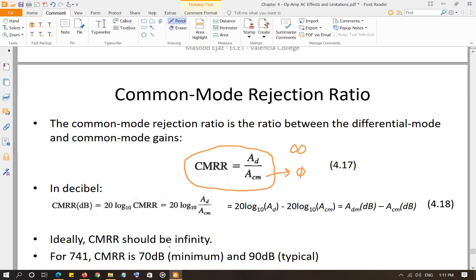In decibel, of course, you can calculate CMRR as 20 log 10 of CMRR, which is 20 log 10 of AD over ACM. Whenever you have a division in the log, you can write it as a subtraction: 20 log 10 of AD minus 20 log 10 of ACM. So CMRR in decibel is the differential mode gain in decibel minus the common mode gain in decibel. I put DM over here, I'm using AD, it's the same thing. So just a mistake, just remove this M over here.